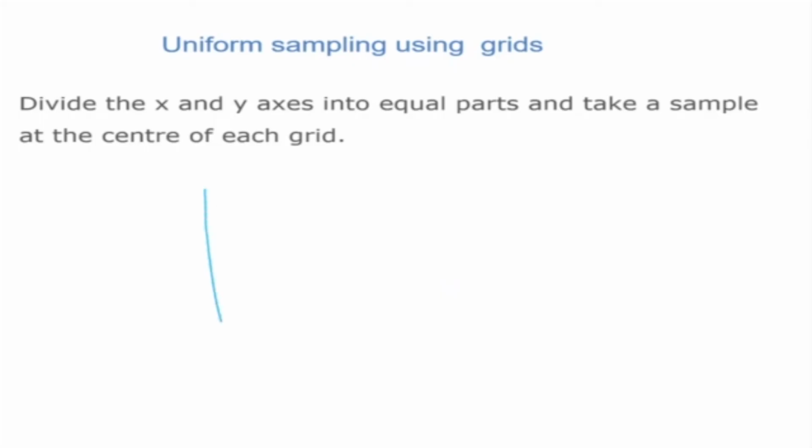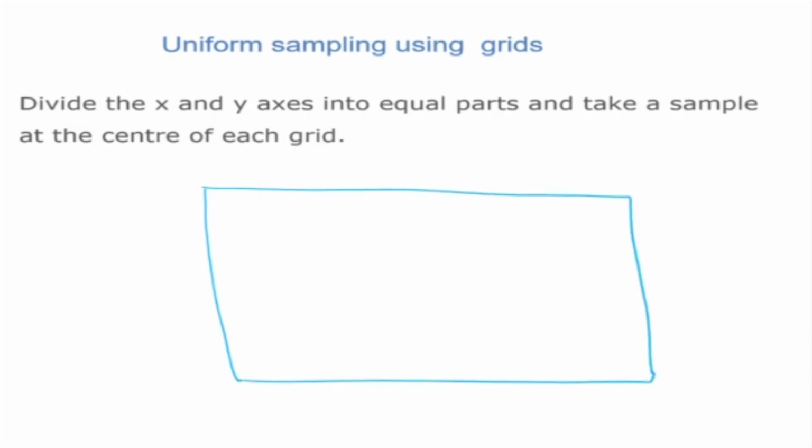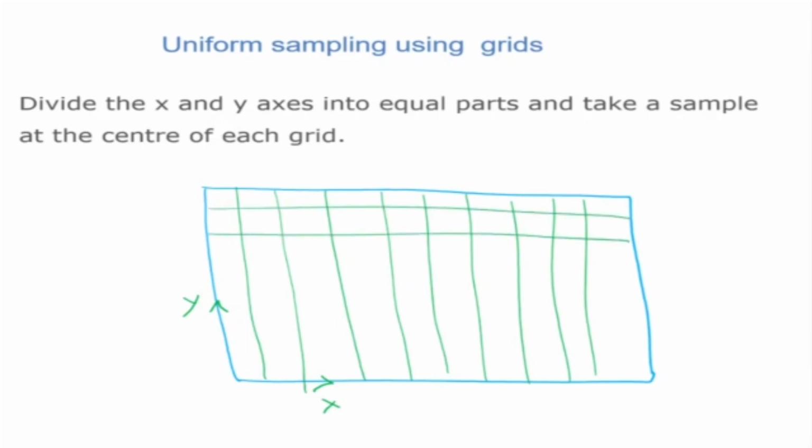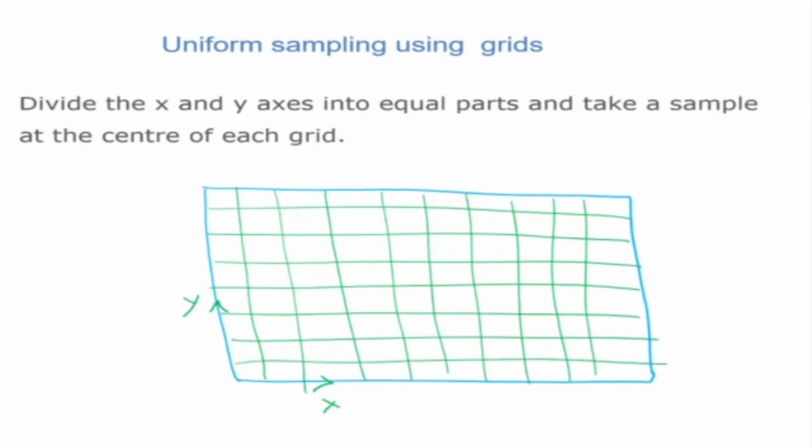For example, I have the workspace like this. This is my x-axis and this is my y-axis. So what I can do is I can make it into grids. We are familiar with grids, like in graph paper you have grids. So basically I divide the workspace into grids. So these are my grids. And then what we can do is we can take the center of each of the grids. So this is something like my uniform sampling. Each of those points.